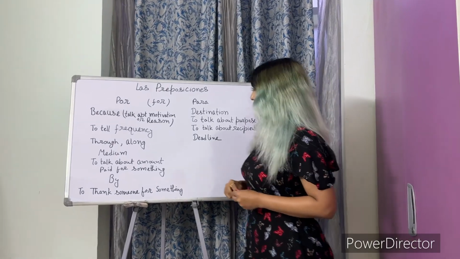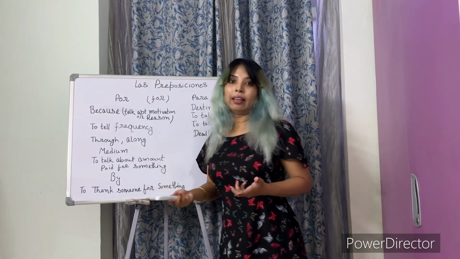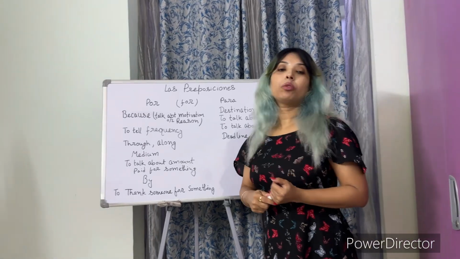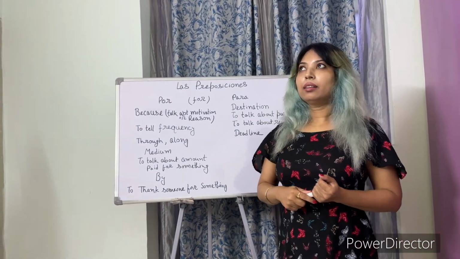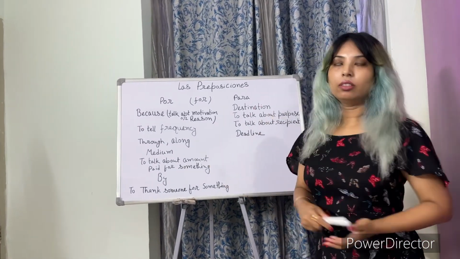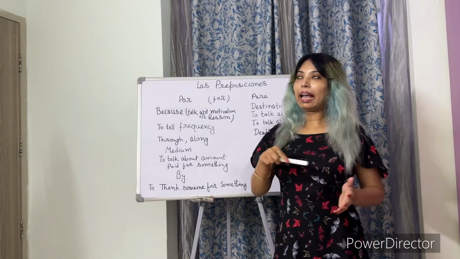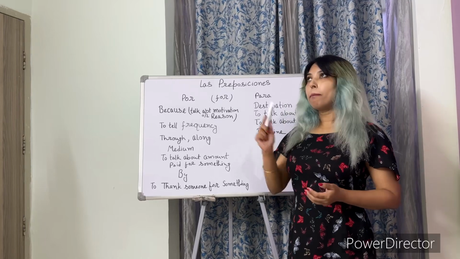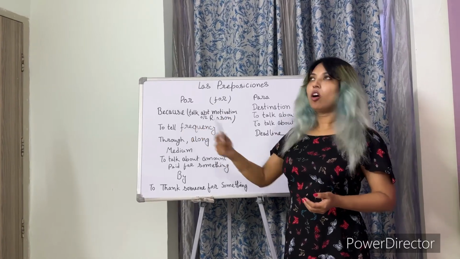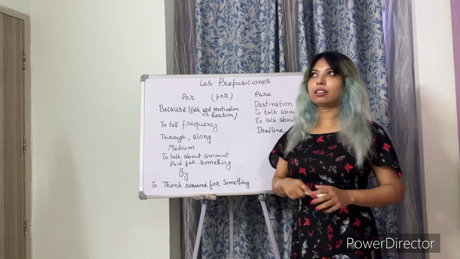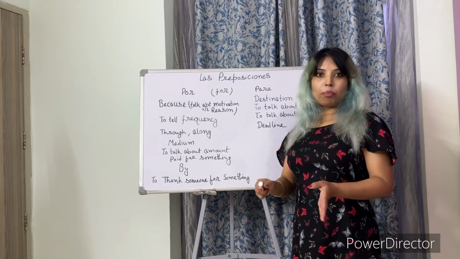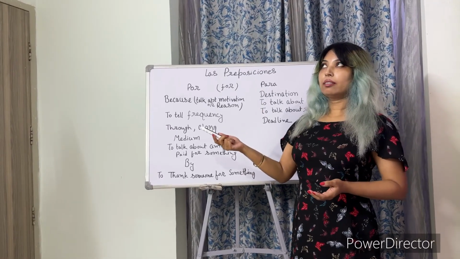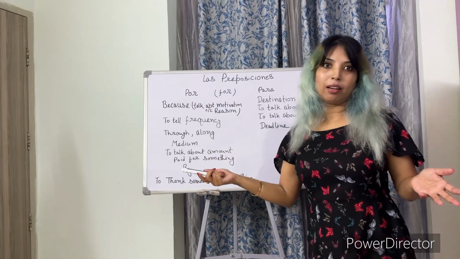And to say "by," like when you want to say this book is written by him, the sentence would be "este libro es escrito por él." Or you can say any writer's name. "Este libro es escrito por," for example, Franz Kafka.